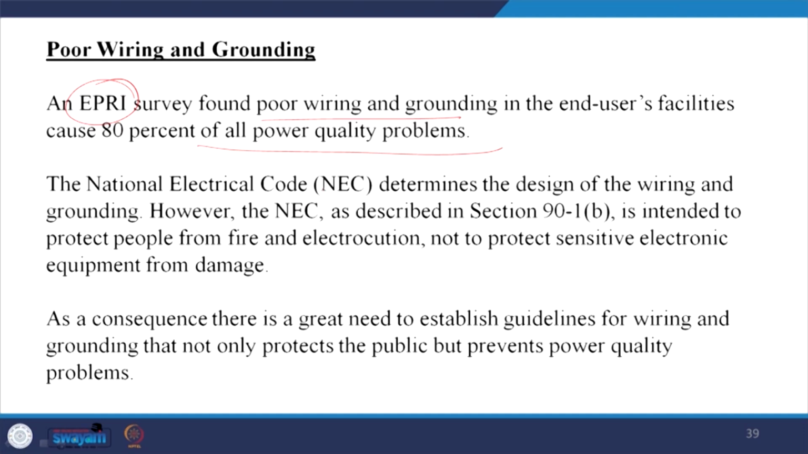The National Electrical Code, NEC, determines the design of the wiring and grounding. However, we have taken a special class and covered the standard, where we discussed it in detail, but let us look at it here also, as a continuation of the discussion. The NEC, as described in section 91B, is intended to protect people from fire and electrocution, and not to protect sensitive electronic equipment from damage. So, please understand this.